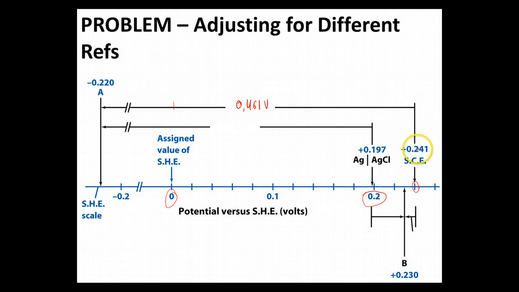Now, we want to make sure that we adjust our sign. We're saying that the saturated calomel electrode is what I'm trying to do my measurement against. Instead of being down by 0.220, now we're going to be down by 0.461 volts. So that would be the value that we determine here. Versus the saturated calomel electrode, species A in reaction A should be giving me a potential of negative 0.461 volts. Now if you had trouble with that one, try it again for the silver chloride electrode.